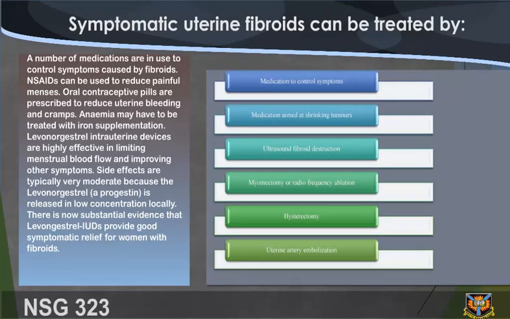Symptomatic uterine fibroids can be treated by a number of medications in use to control symptoms caused by fibroids.